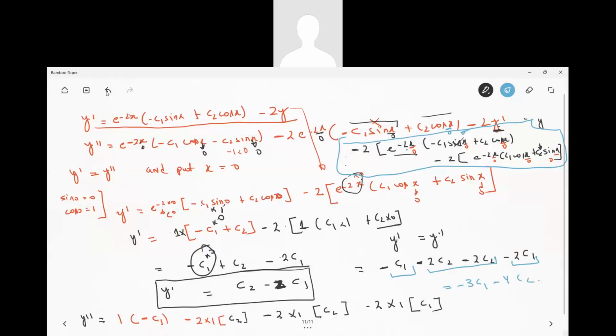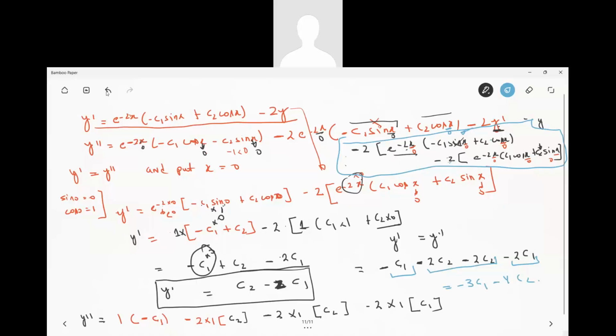Just one thing I have to say. When I'm multiplying, just see the sign: C1 vanishes there, C2 remains. This minus 2 is also there, right? So this is minus 2 C2, correct? Minus 2 C2. Then this was minus, then this is minus 2 C1, correct? Minus 2 C1. Okay, so you'll get this value, minus 3 C1.